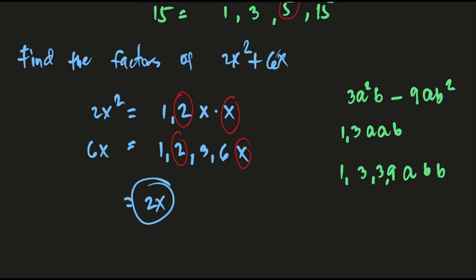Now, again, we are going to look at the biggest number common between the two. That would be 3. Okay, we bring down 3. And then the common variables, that would be a and b. Therefore, our final answer would be 3 times a times b.